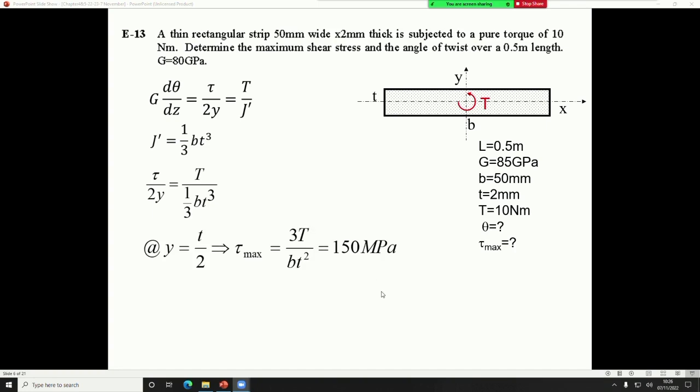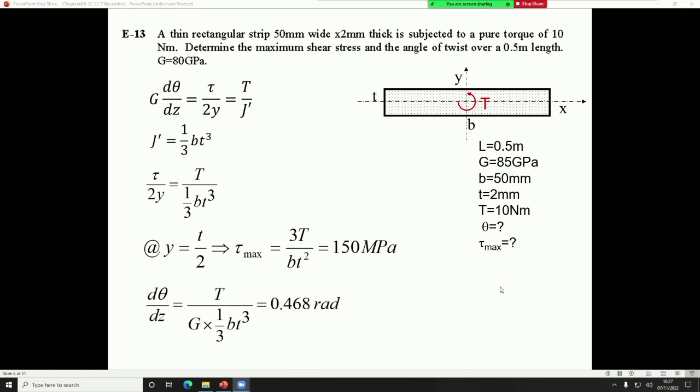Yes, please. Oh, no, no. Because if you use this relation, the maximum shear stress occurs at plus minus t over 2. If you substitute the value of t over 2, then you end up with this relation. So it ends up with 3T over B T cubed. Now you have this 1 over 2 here, and you've got 2 here. They will be eliminated. So this equation gives you the maximum shear stress, which is at the top and bottom layers.